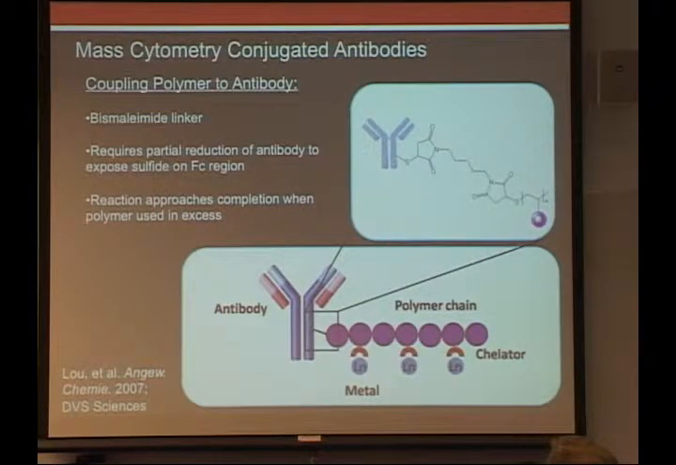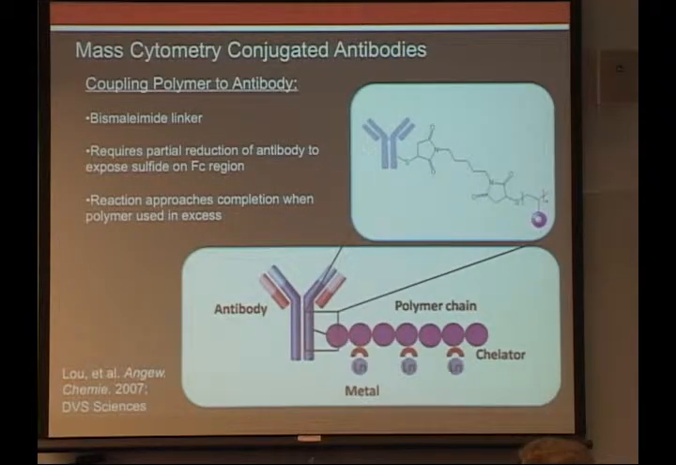So how do we couple the polymer to the antibody? A brief introduction to this chemistry. It relies on a bis-maleimide linker, which you see there, the polycyclics. And in order to link that up, it relies on a partial reduction of a sulfide on the Fc portion of the antibody to which it attaches.